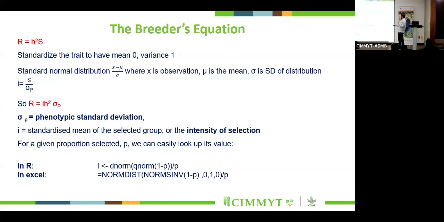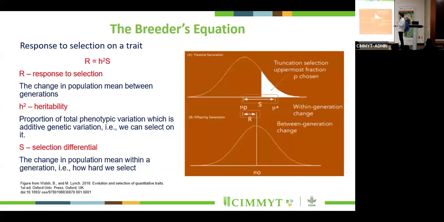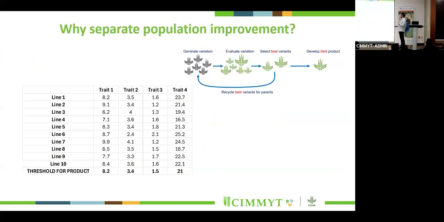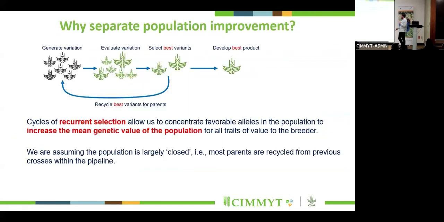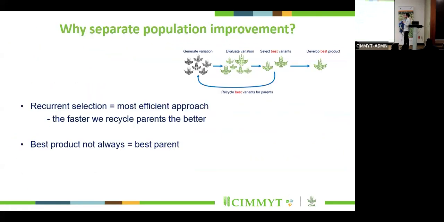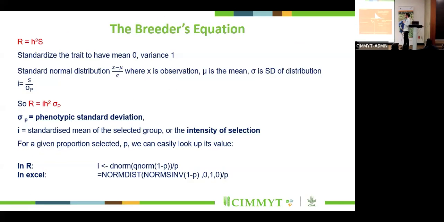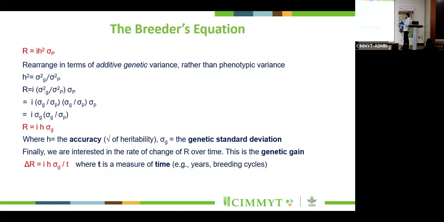And if we want to know what the intensity of selection is for a given percentage, if we select 10%, we can just drop it in a really simple equation in R or Excel, and that's basically calculating what you're doing when you're taking this truncation. So now we have R equals the intensity of selection times the heritability times the phenotypic standard deviation.